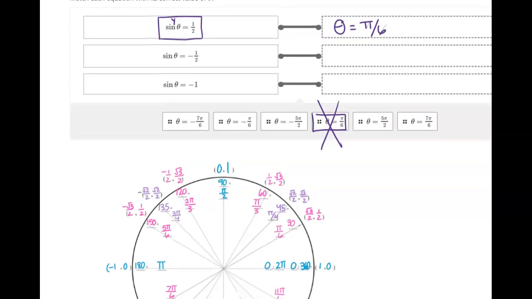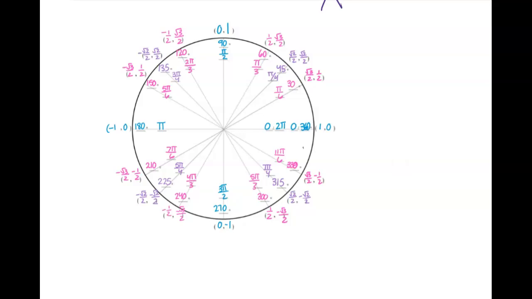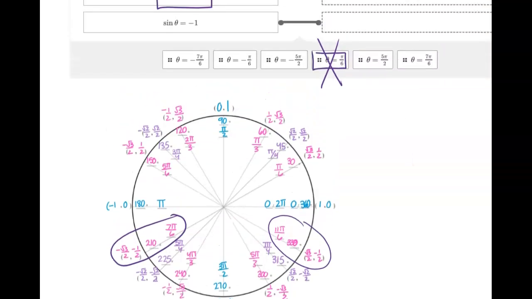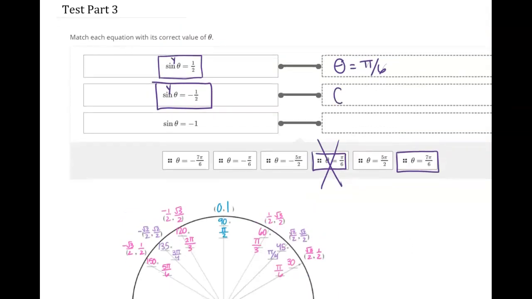Next one, sine of theta is negative 1/2. So we're looking for when y is negative 1/2. We look for that, it looks like we have 11 pi over 6 and 7 pi over 6. Do we see either of those? We do, conveniently. I don't see 11 pi over 6, but I see 7 pi over 6. So this must be theta equals 7 pi over 6. So that's no longer an option.